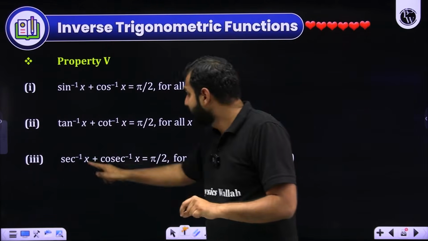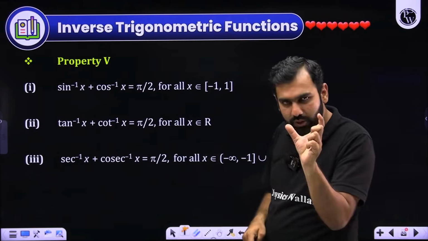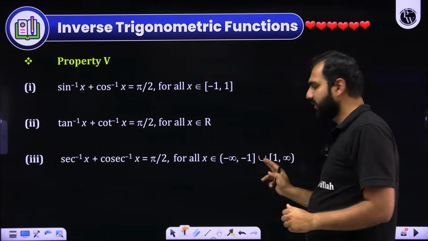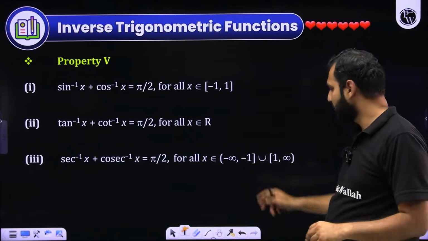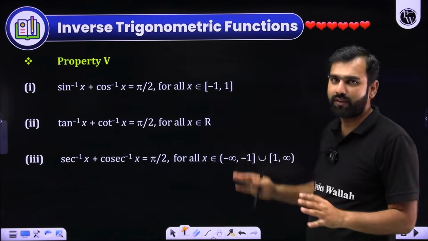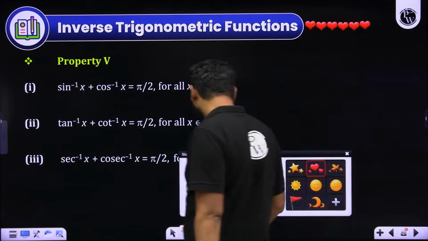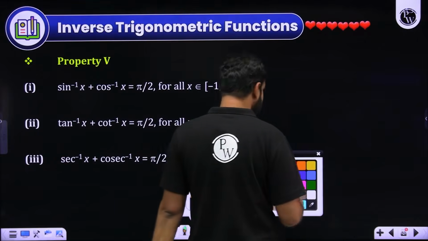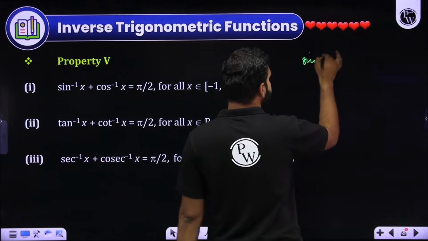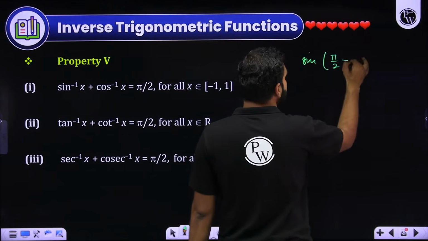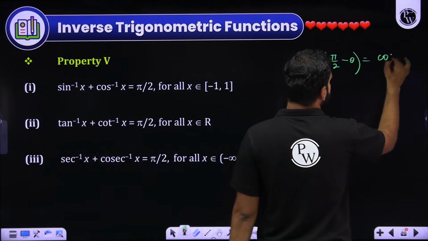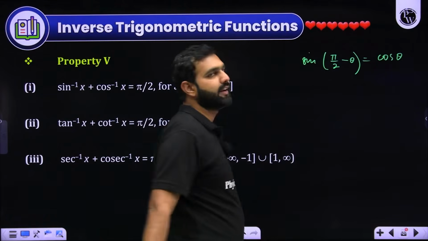And for sec inverse x and cosec inverse x, the values of x will be between minus infinity to minus 1 and 1 to infinity, where minus 1 and 1 are included. So this is something which is true. The proof is really simple, students. You will all must agree that yes, we know that sine of 90 minus theta is cos theta. So on the basis of this only we can conclude this result.